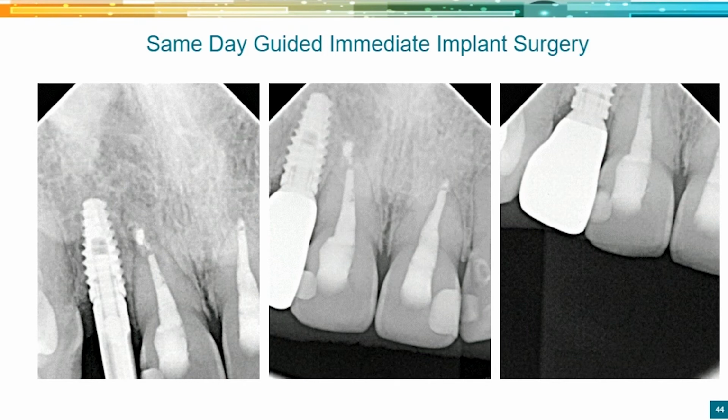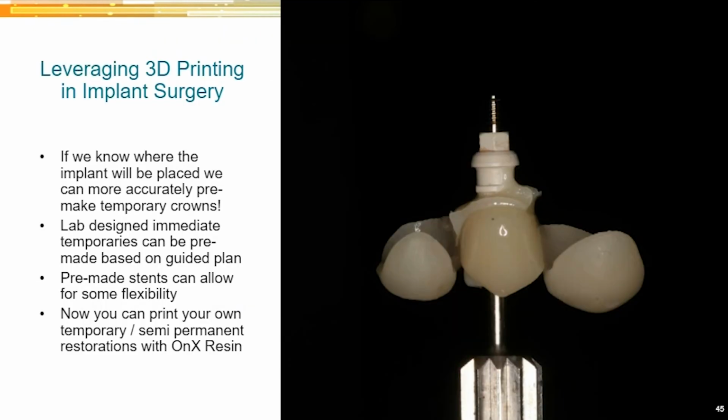So now once you've done this a couple times, you can start to leverage this a little bit, right? Now it's like, okay, I know where the implant's going to be, so what else can I do? I can make custom healers. I can make custom crowns. I can pre-make some stuff because I already know on the software where everything's going to be.